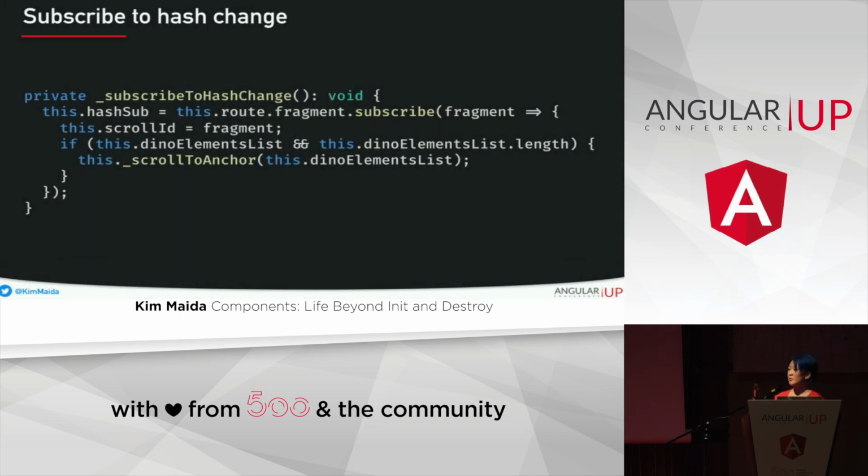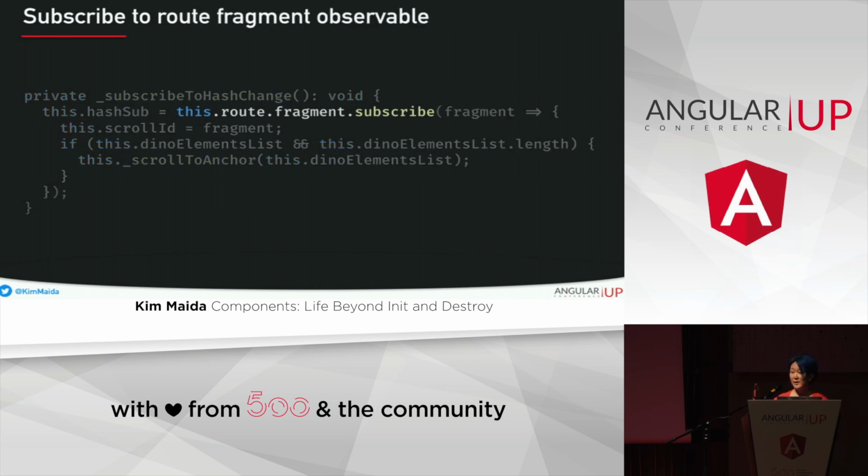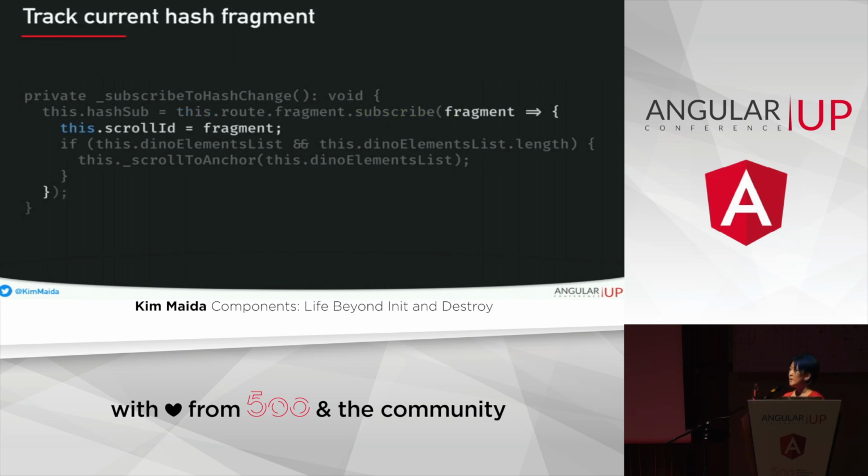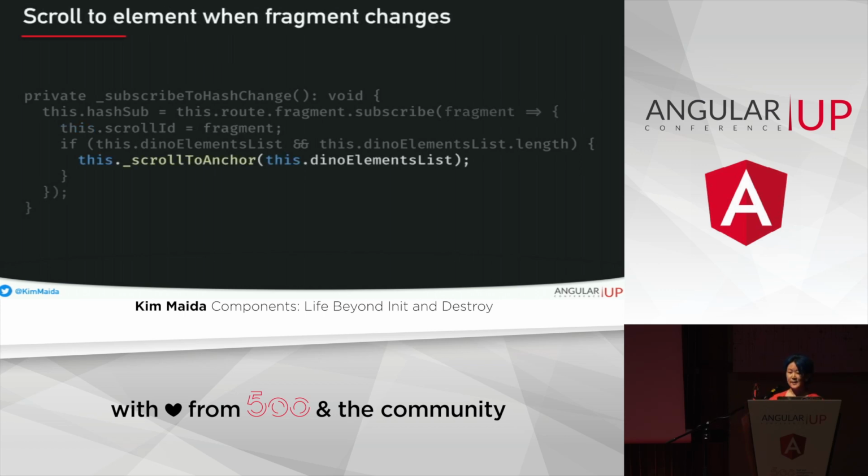So now in order to subscribe to the hash change, because we want to do something when that changes, right? We're going to import ActivatedRoute, and then we're going to do something on the hash change. And ActivatedRoute provides us with a fragment observable. So we can subscribe to that observable. And this observable is going to emit a value whenever the hash fragment changes. So we're going to use the fragment value in this example to update a local property, just called scrollId. And then we're going to pass the dinoElements list to a function. In this example, we're calling it scrollToAnchor. It's sort of off screen, but what it does is it compares the scrollId to the list of element references and then jumps to the proper DOM element.